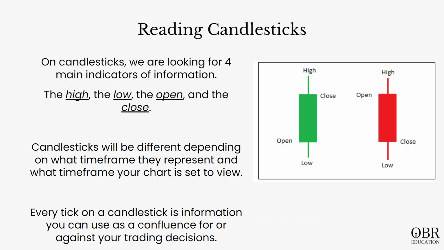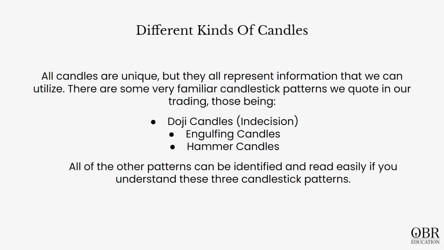So, these are the main points we're going to be looking at when observing the anatomy of a candlestick, right? Going back to the topic of the call that we're on, candlestick anatomy. Absolutely. We're going to cover 3 main kinds of candles. And all candles are unique. They all represent information that we can utilize and should be utilizing.